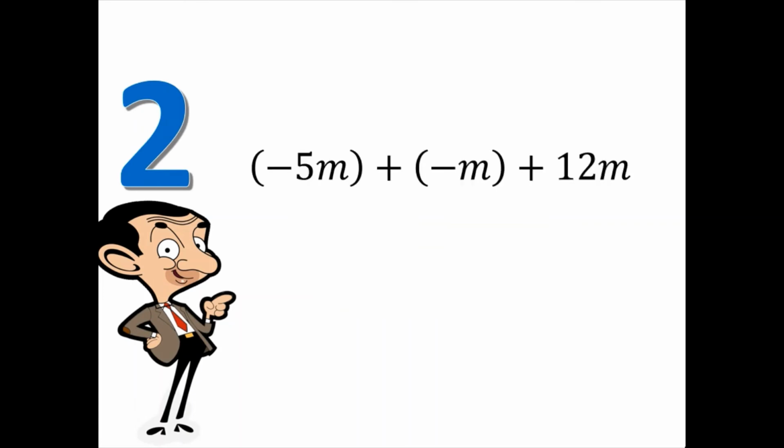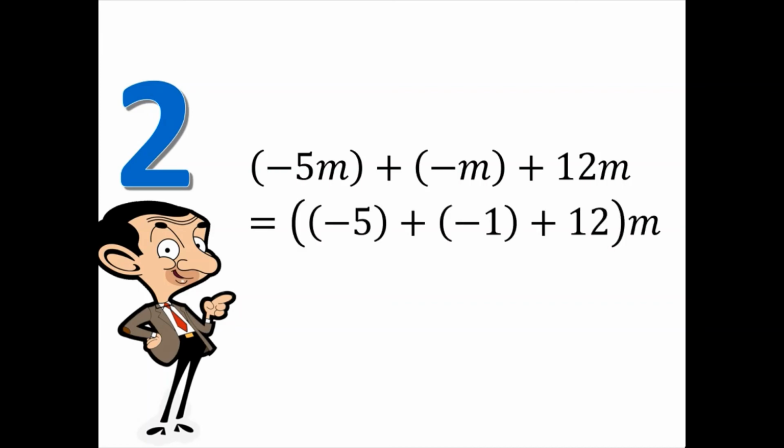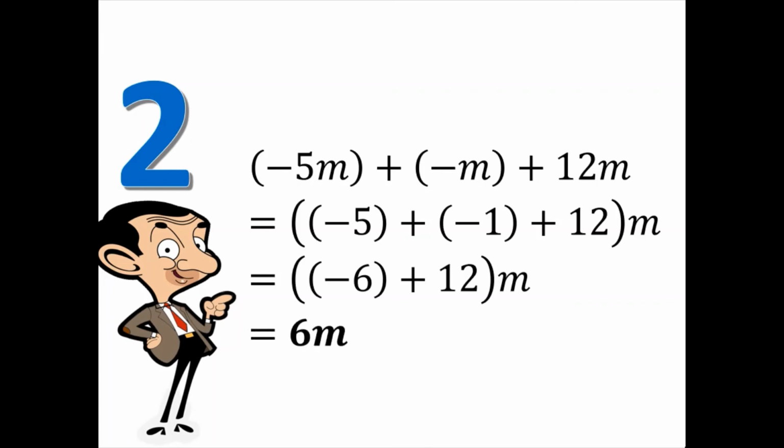Number 2. Negative 5m plus negative m plus 12m. All terms are similar, so we can add the numerical coefficients. Negative 5 plus negative 1 plus 12. Negative 5 plus negative 1 is negative 6 plus 12. Copy the literal coefficient m. So the final sum is 6m.